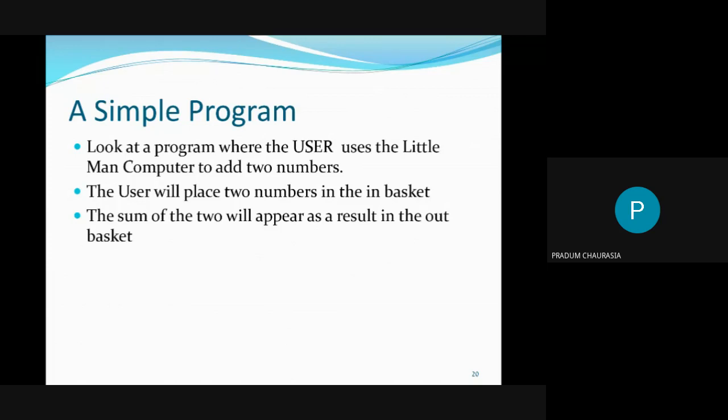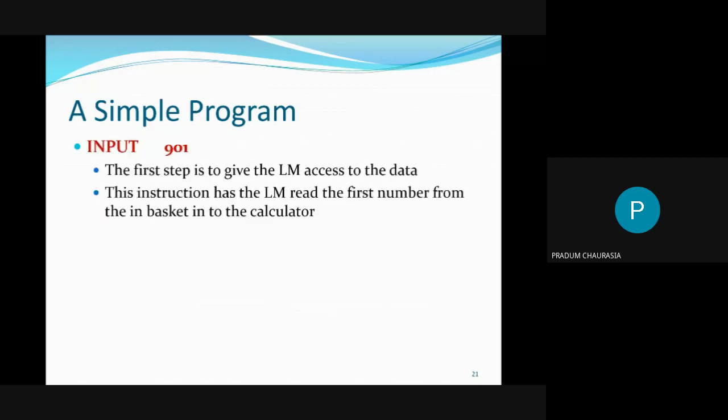Okay, so let's take an example of adding two numbers. It is simpler. The output should be given to the user through the out basket. Input should also be taken from the user from the in basket. So the first instruction is input, 901. Whenever we give this instruction, the Little Man is ready. He knows that some input is going to come to the in basket, so he waits near the in basket.